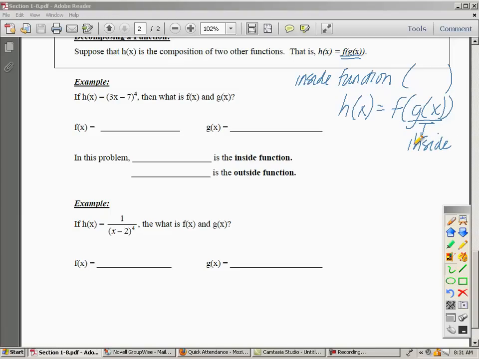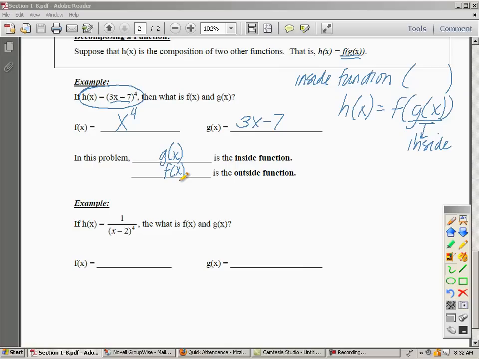So if g is my inside function, then I look here at this example. Here's what they give me. I suggested the inside function is always in parentheses. So my inside function, g, would be 3x minus 7. And the inside function always replaces the x in the outside function. So wherever my parentheses were, I'm going to put an x, and whatever's left, in this case to the 4th, is my original function. So my inside function is g, my outside function we're always going to consider f.